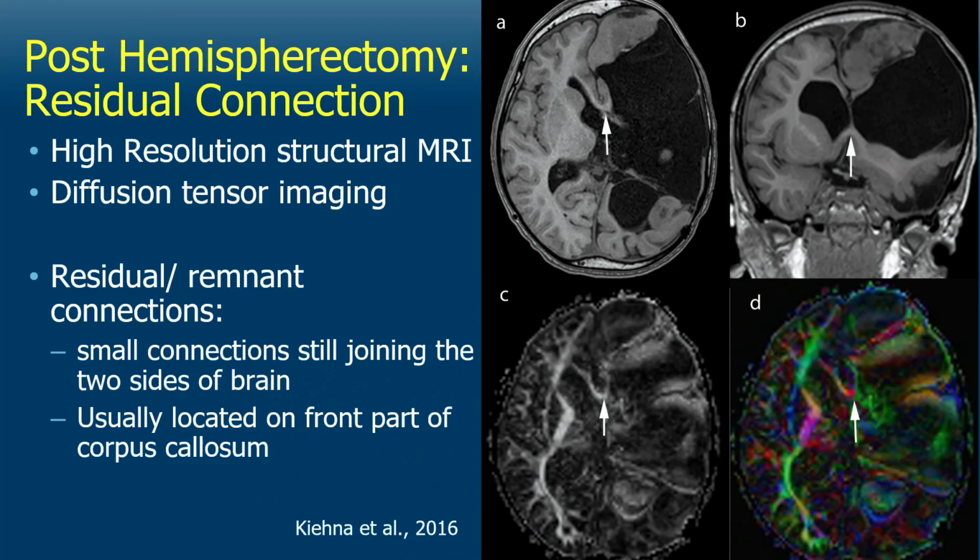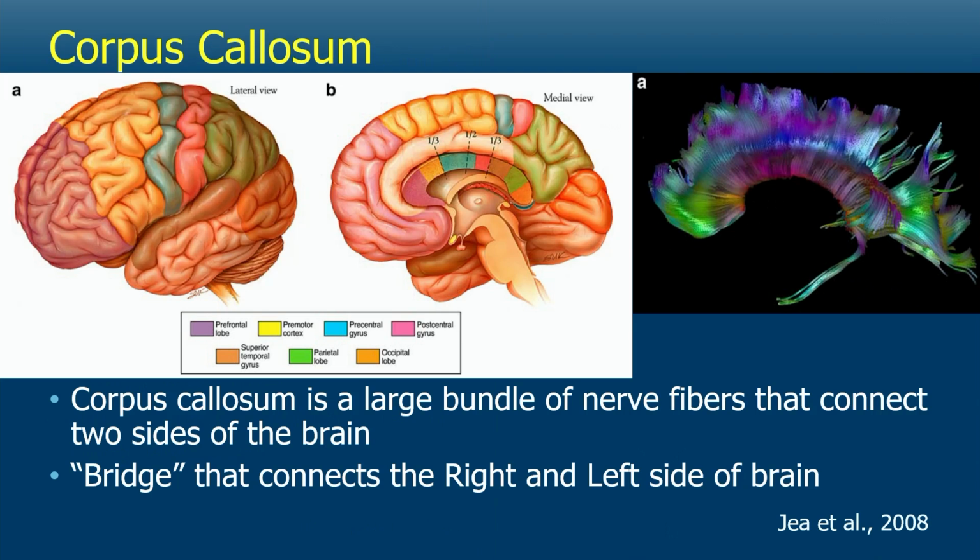I wanted to emphasize that you can see the remnant tracts are really small. They're usually like 2 to 3 millimeters in thickness, so they're by no means huge. Therefore, we have to do high-resolution imaging in order to find this type of small residual connection. As I mentioned earlier, they are typically located in the front part of the corpus callosum.